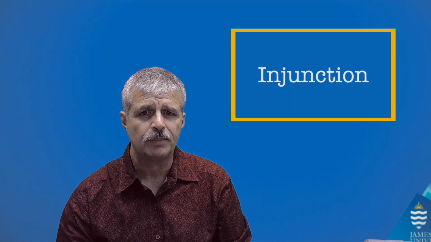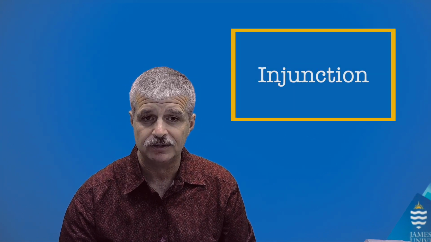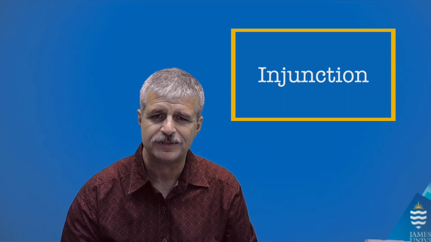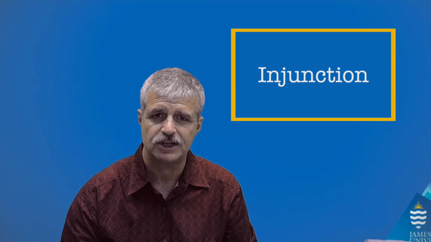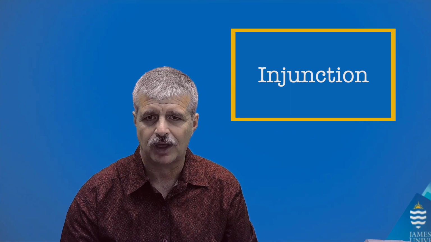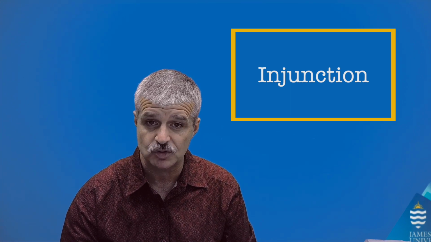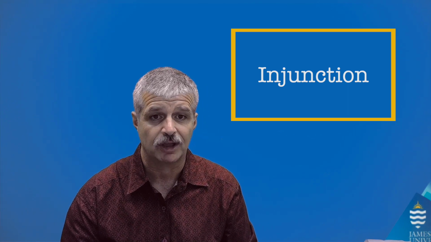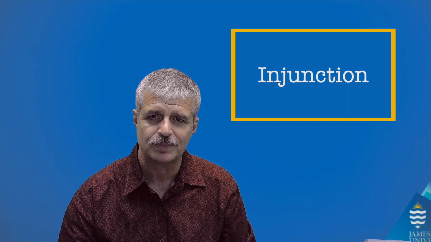Injunction is an order by the court to either do something or refrain from doing something. So there's two types of injunction: a mandatory injunction, which is kind of like mandamus in that it makes someone do something, and a prohibitive injunction, which is kind of like prohibition in that it stops someone from doing something. Let's look at some examples.